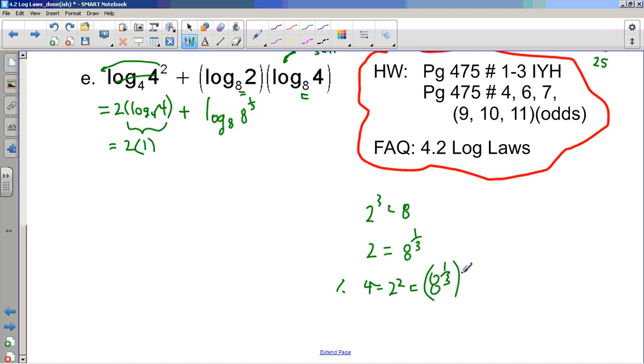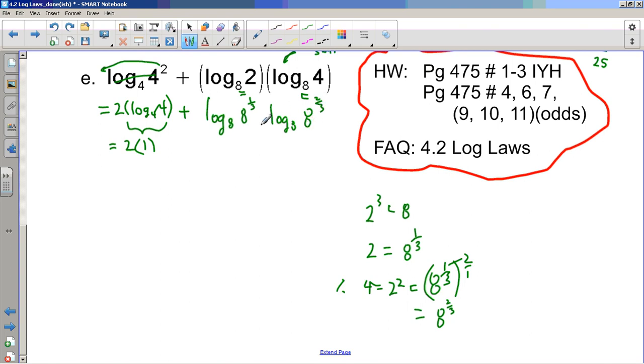Multiply the exponents, right? This is like 2 over 1. Multiply the exponents. This is 8 to the exponent 2/3. This exponents business is a little bit tricky, but you did see them in grade 11 as well. So 4 is just 8 to the exponent 2/3.